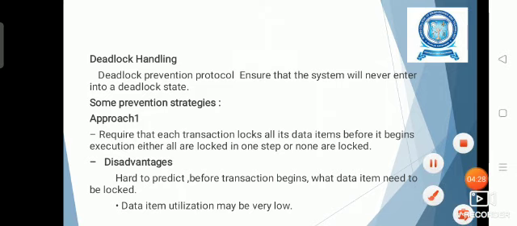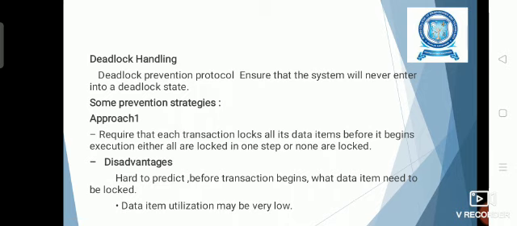Now let us move to the deadlock handling processes. Deadlock prevention control ensures that the system will never enter the deadlock state. So in deadlock handling, we will consider some methodologies for deadlock prevention, deadlock detection and deadlock avoidance. The initial step is to prevent the deadlock. There are two approaches to prevent the deadlock.